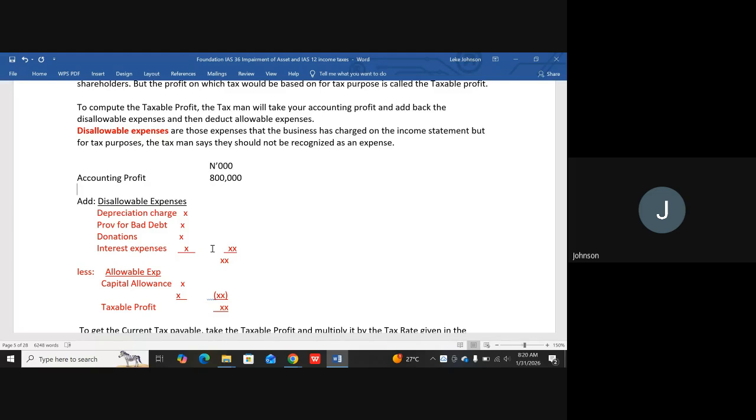But the taxman is saying, calm down, calm down. We know that you've actually incurred this expense. But how many years is this vehicle going to last you? You say, okay, the vehicle is going to last me for 10 years. So why are you charging all the expense in only one year, when the vehicle is going to last you for 10 years? Why not spread that expense over the 10 years that the vehicle is going to be useful to you?